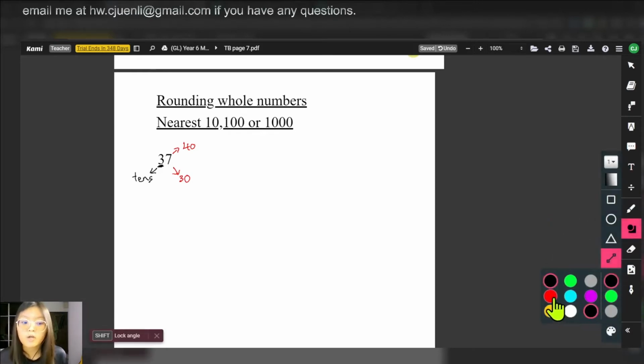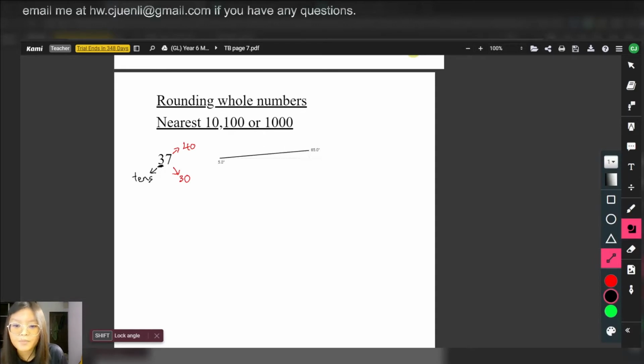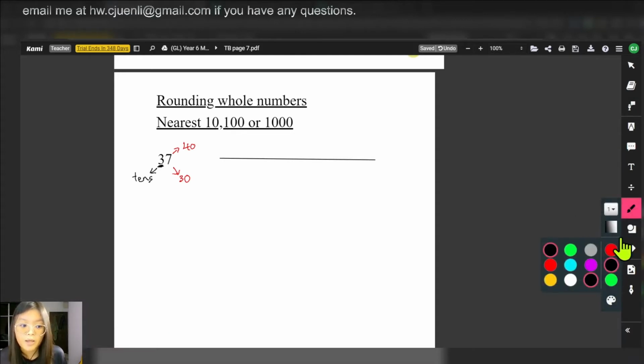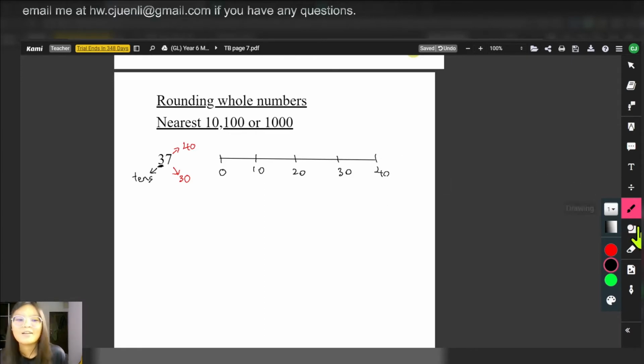Now, first thing first, we're going to draw a number line, all right? Even if we don't draw it, it is still fine, but we're just going to draw it so that some of you will be much clearer about this. It's very common for people to actually be confused. Now let us draw a 0 here, a 10, 20, 30, and 40. Yeah, just nice.